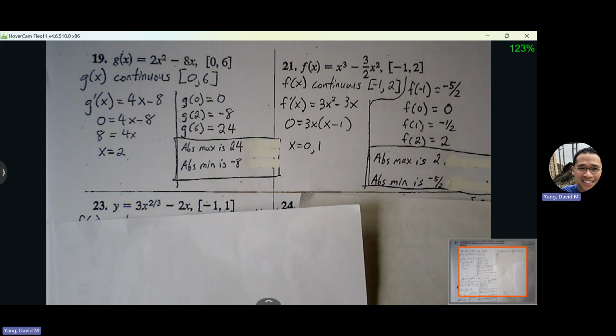Make sure you write your continuity statements. F prime, find your derivative, set equal to 0. Factor 3x out, solve for x. I get 0 and 1. They're both valid, right? 0 is safely between -1 and 2. 1 is also safely between -1 and 2. So now we have 4 points to test. F of 0, f of 1, f of -1, f of 2. They all go back into the original function. And we're just looking at the y values. Highest is your absolute max. Lowest is your absolute min.